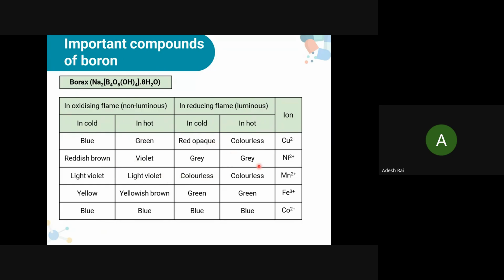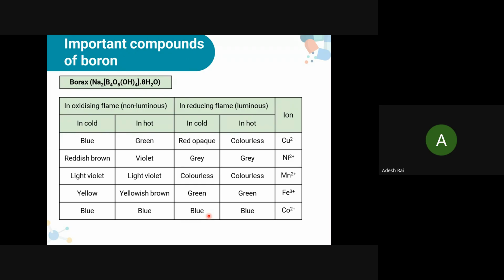Is that clear? Similarly, if you go for, let's say, cobalt ion, in all the cases cobalt ion will show which color? Blue color. Is that clear? Now somebody might have a doubt. So if it shows blue color in all the cases, then how do we differentiate? Alright, that is one of the steps. Are you getting my point? So it is just one of the confirmatory steps.